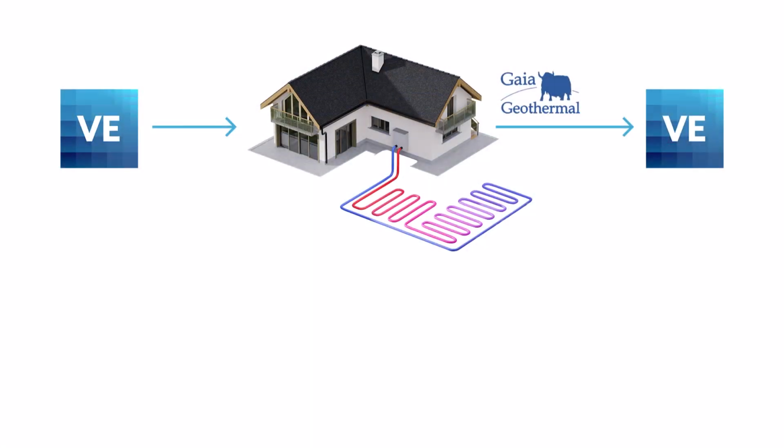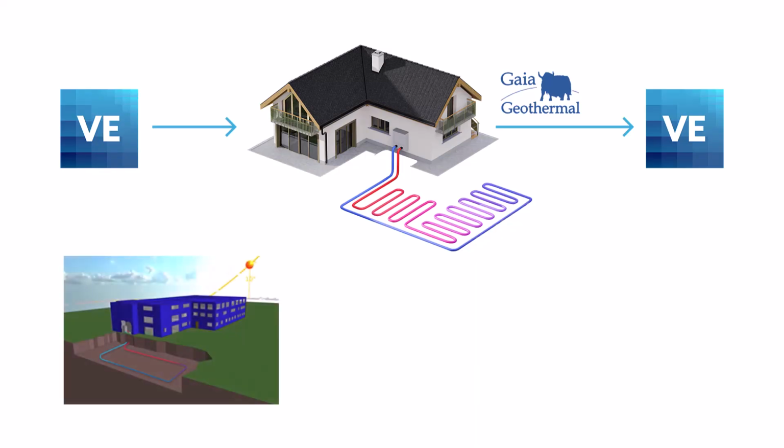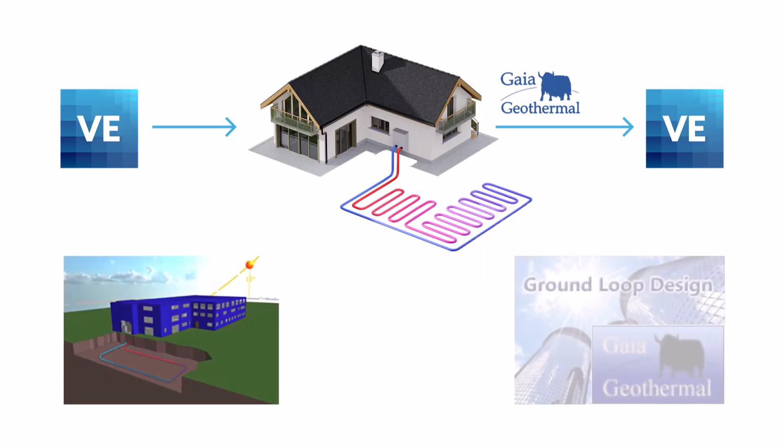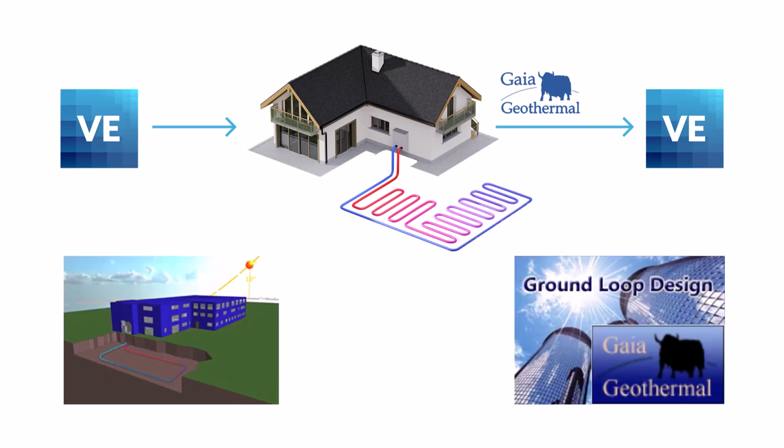In this video, I will be demonstrating the bidirectional data exchange workflow between IESVE software and Gaia Geothermal's ground loop design software. The purpose of the connectivity is to optimize both the performance of the building system design in IESVE and the geothermal wellfield system design in GLD. There are 6 steps in the data exchange workflow.